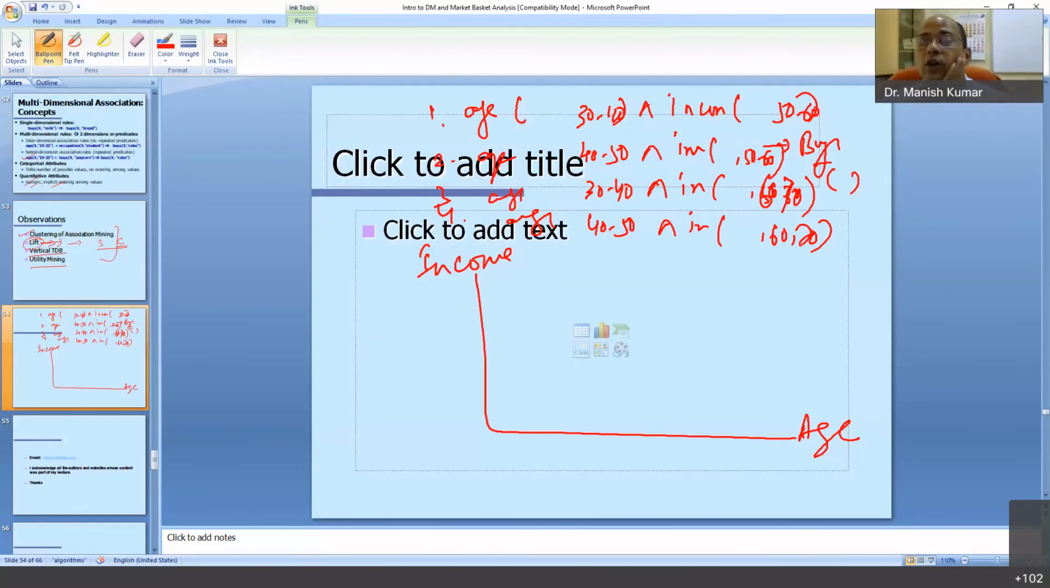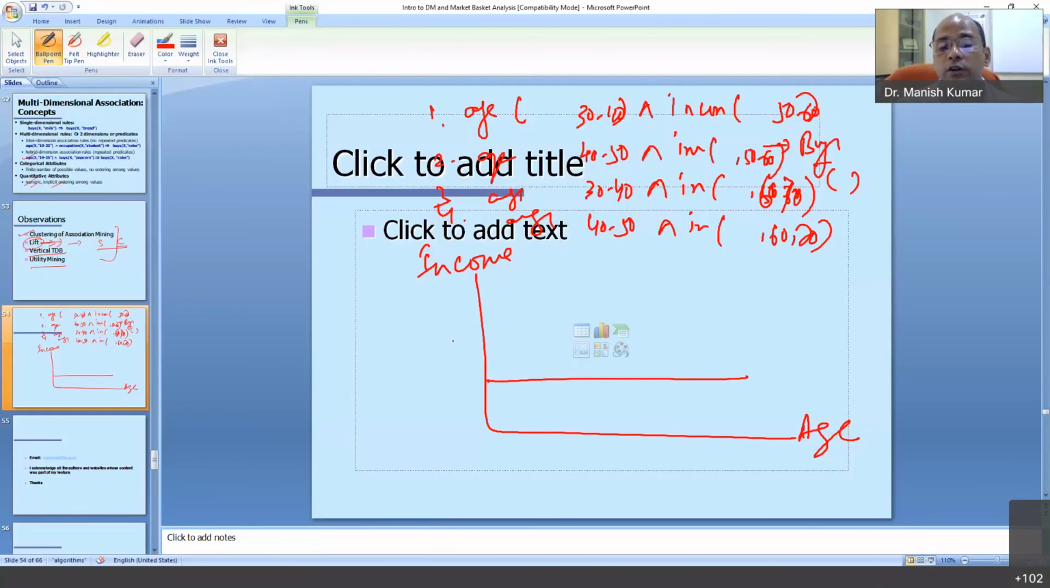Now, these are 4 distinct association rules because in the first case you are talking about age 30 to 40 and income 50 to 60, then age 40 to 50 and income 50 to 60, then age 30 to 40 and income 60 to 70, and age 40 to 50 and income 60 to 70. So this is what we have.